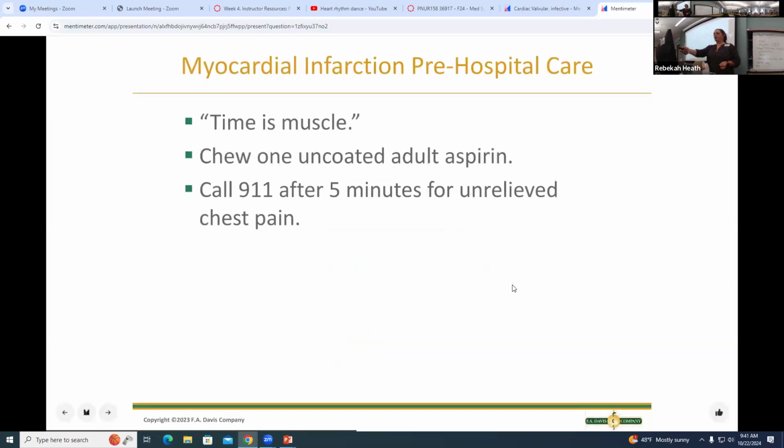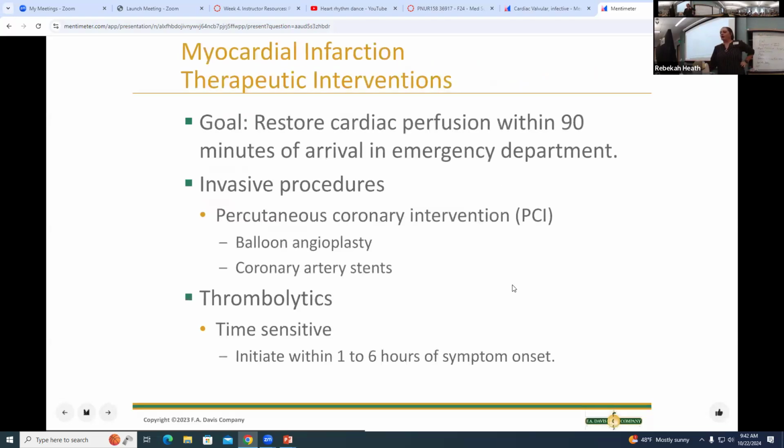Okay. Pre-hospital care, right? Again, time is muscle. Chew, right? Chew one uncoated aspirin. It's so gross. People don't like it, but it will save lives. If you get the blood, you start to thin it so that we can get that blood perfusing through. So our goal is to restore the cardiac perfusion within 90 minutes of when that heart started to have damage.